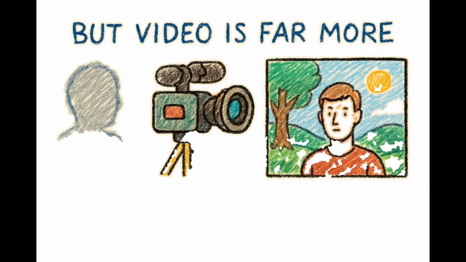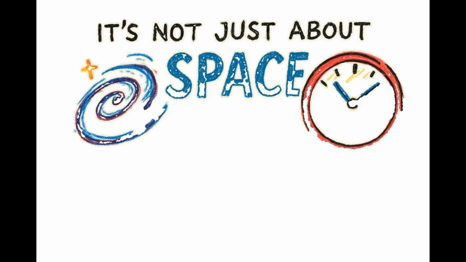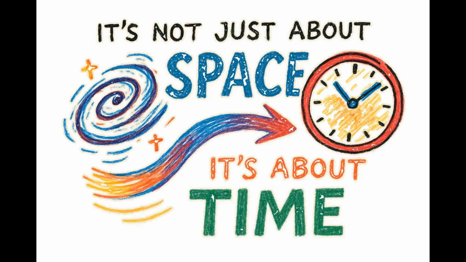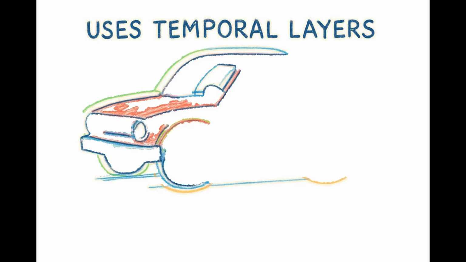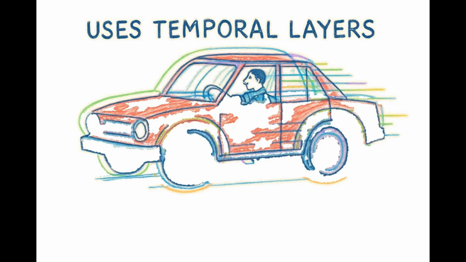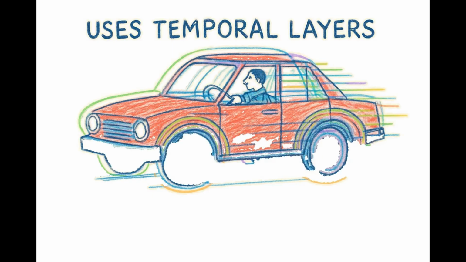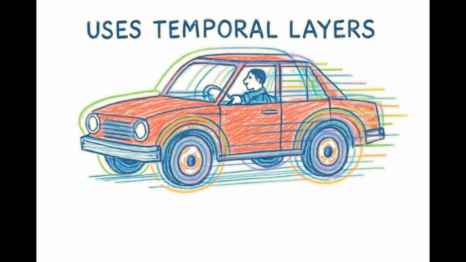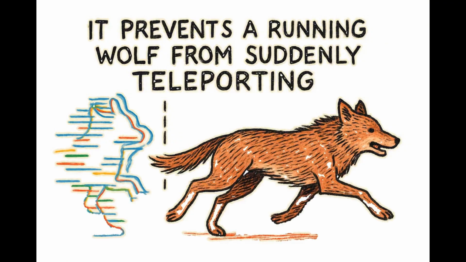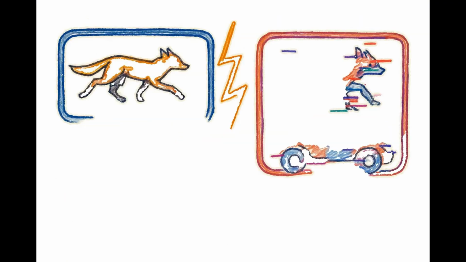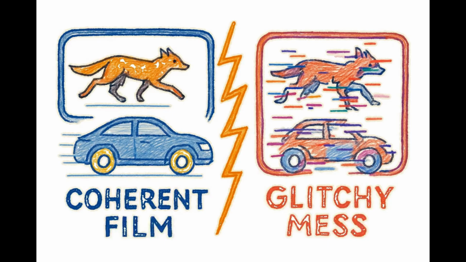But video is far more complex. It's not just about space, it's about time. An AI has to think in four dimensions. It uses what are called temporal layers to track motion across every single frame, ensuring a car's wheels rotate smoothly instead of just flickering. It prevents a running wolf from suddenly teleporting. This is what separates a coherent film from a glitchy mess.